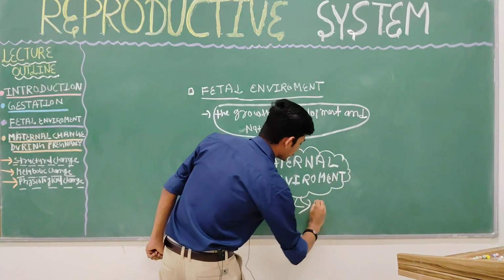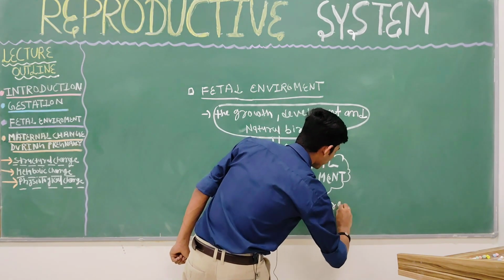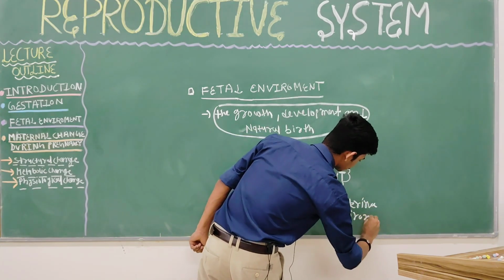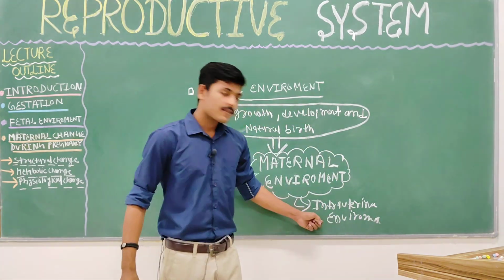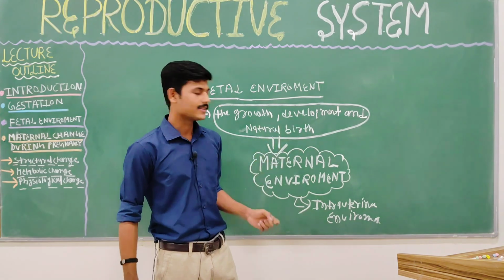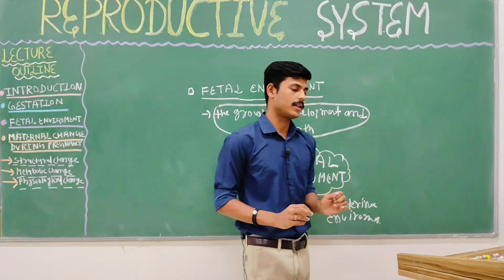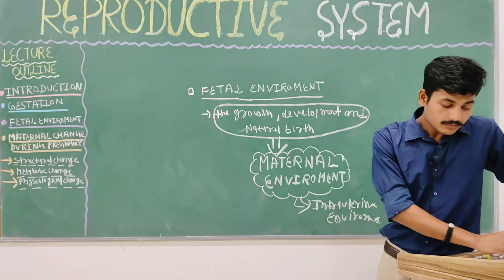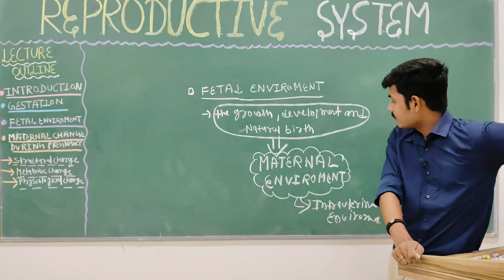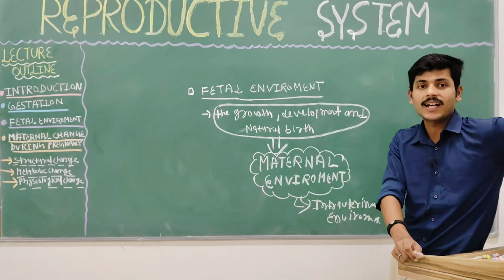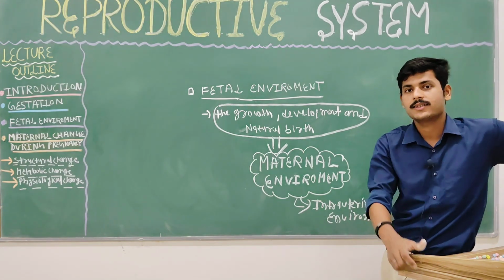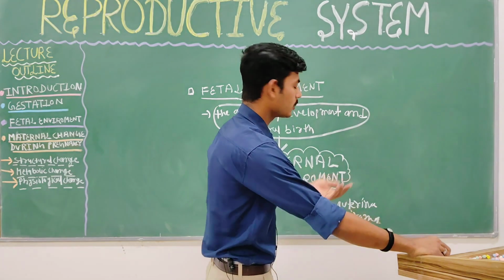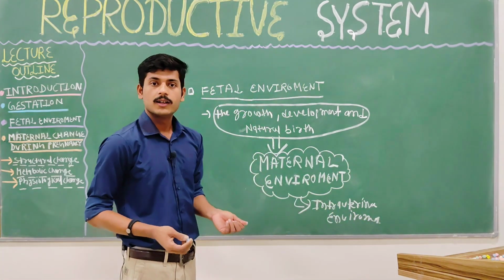It is also referred to as the intrauterine environment, because this is the environment where the child is growing and developing. And if there is any abnormality, any insufficiency or deficiency in the intrauterine environment, then that strongly influences the child's growth, development, and natural birth. It can result in a premature birth. If the maternal environment is not supportive enough, then there will be a premature birth.